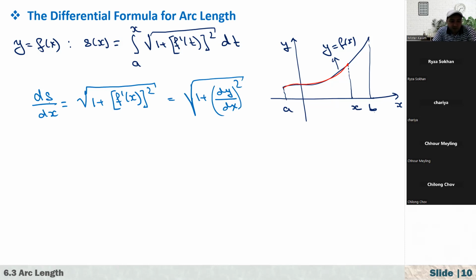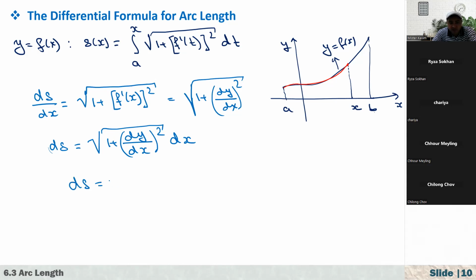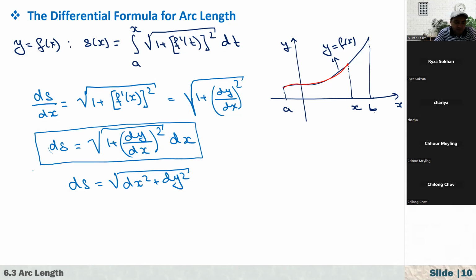Then the differential of arc length. The differential arc length means just the small part. This ds is the differential of this arc length, where s is the arc length. It will take this form: I'm just taking this dx to the right-hand side, so ds equals the square root of 1 plus dy over dx squared, and on the right-hand side I also have dx. A useful way to remember this is to write it as, sometimes, dx squared and dx cancel each other. Sometimes you can also write it as ds equals the square root of dx squared plus dy squared. That is the differential of arc length.